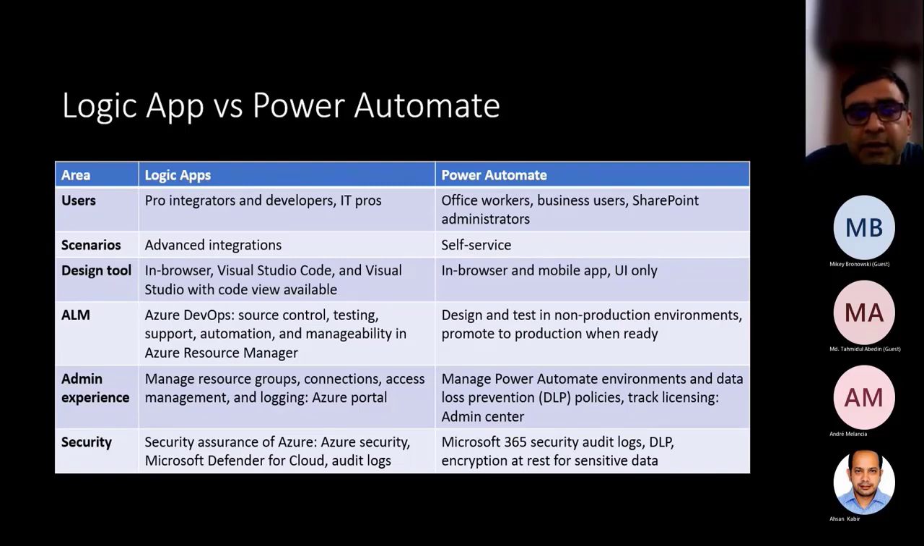Coming to security, since Logic Apps is an offering from Azure, it provides a lot of security features that come by default with Azure. It could be audit, logs, Defender, etc. At the same time, Power Automate comes from the Office kind of offering. So it does have enterprise security, but it is not that dev or tech kind of capability. It has limited logging capabilities.